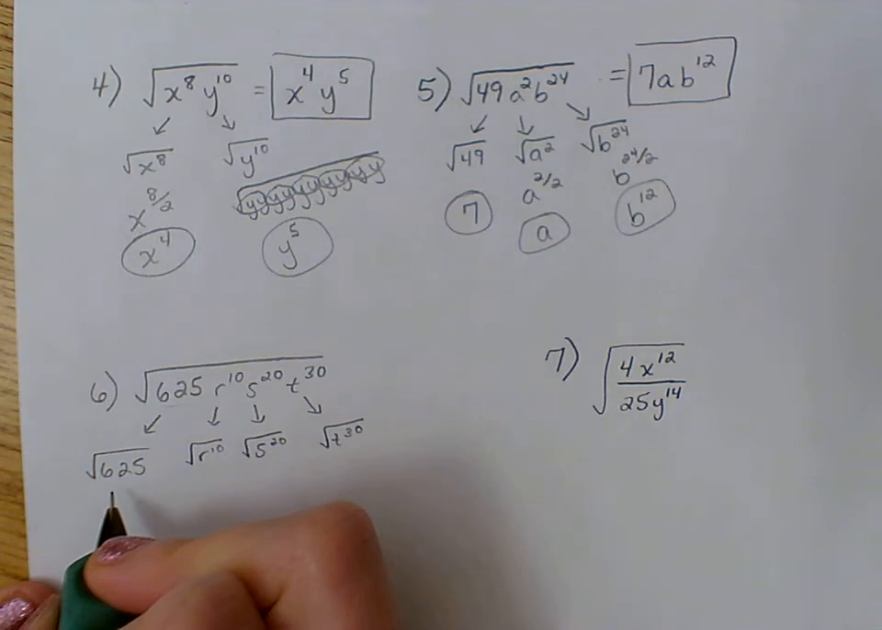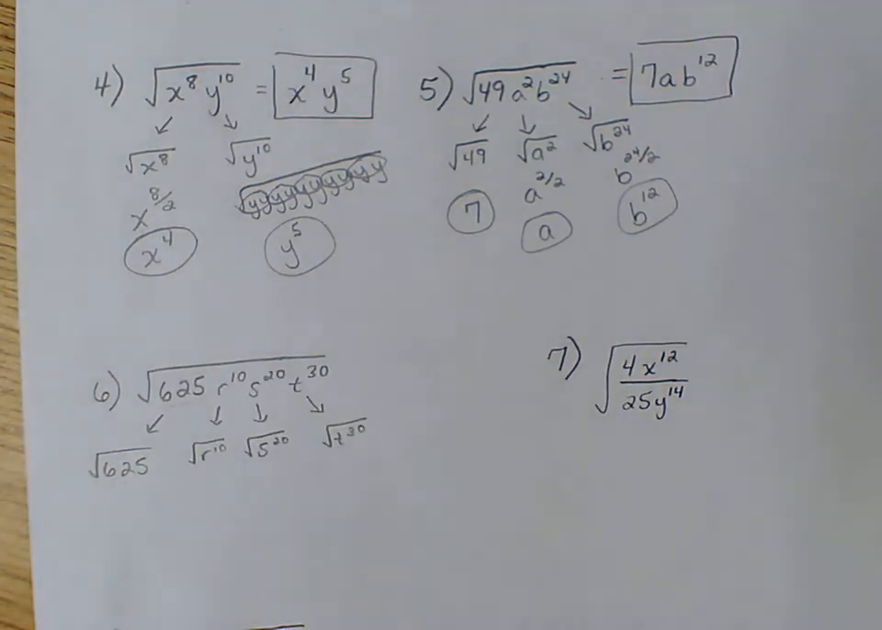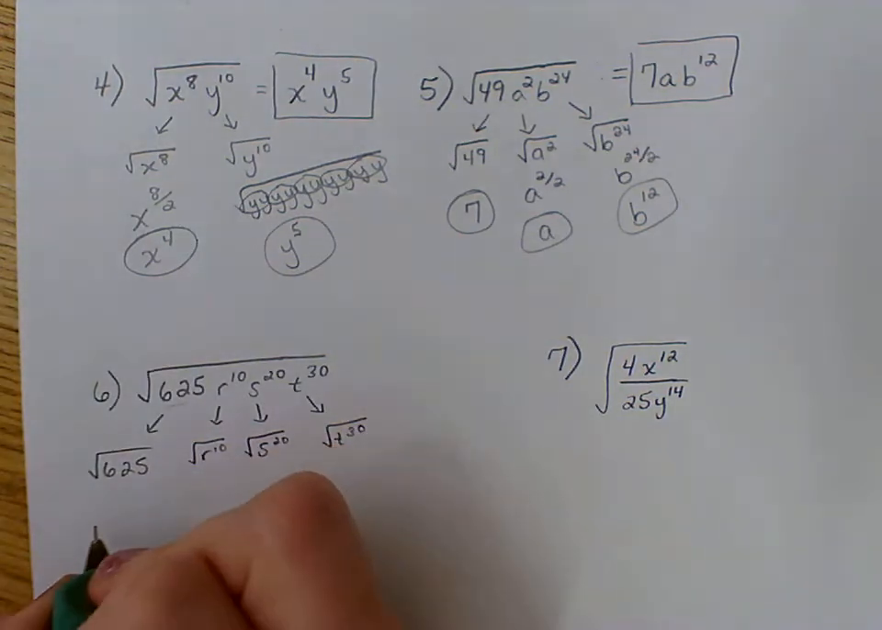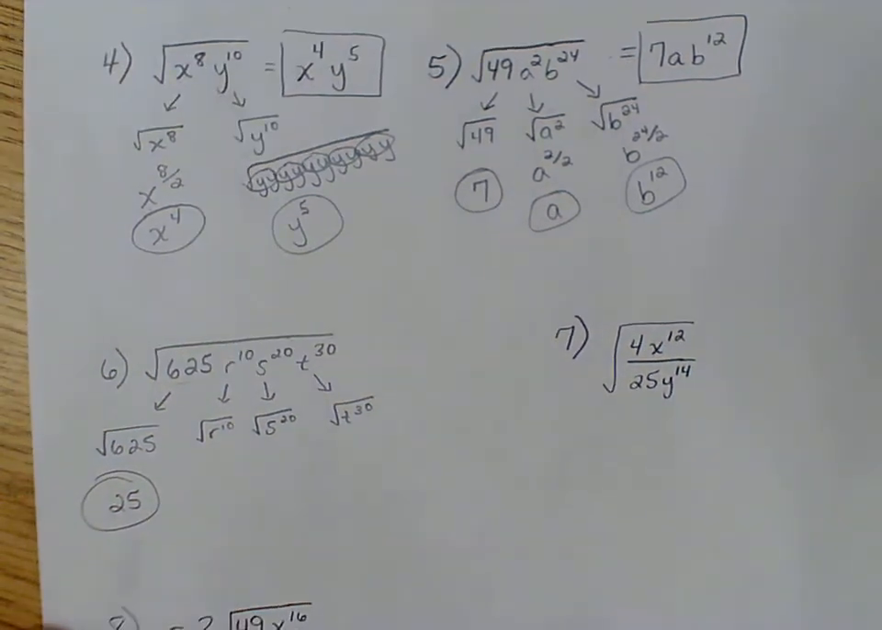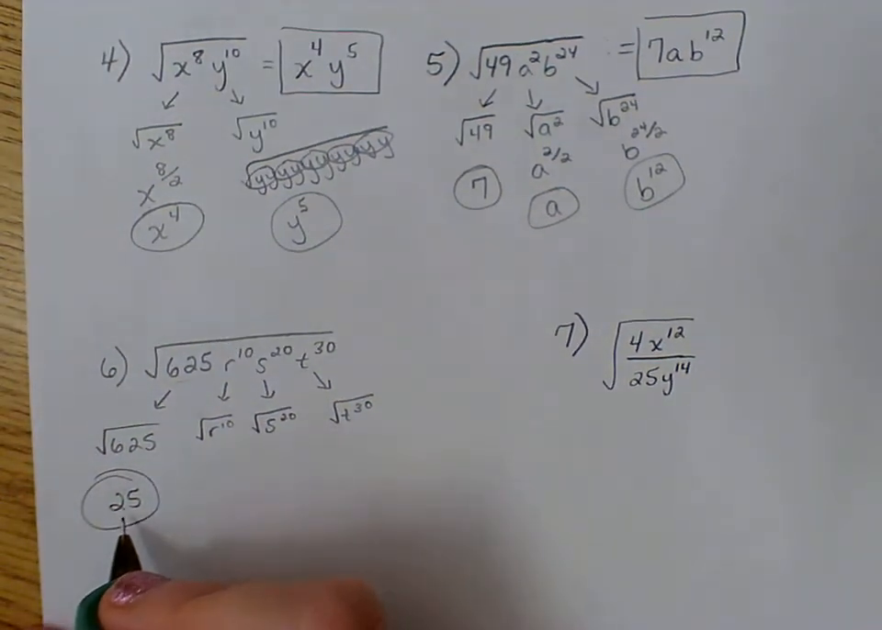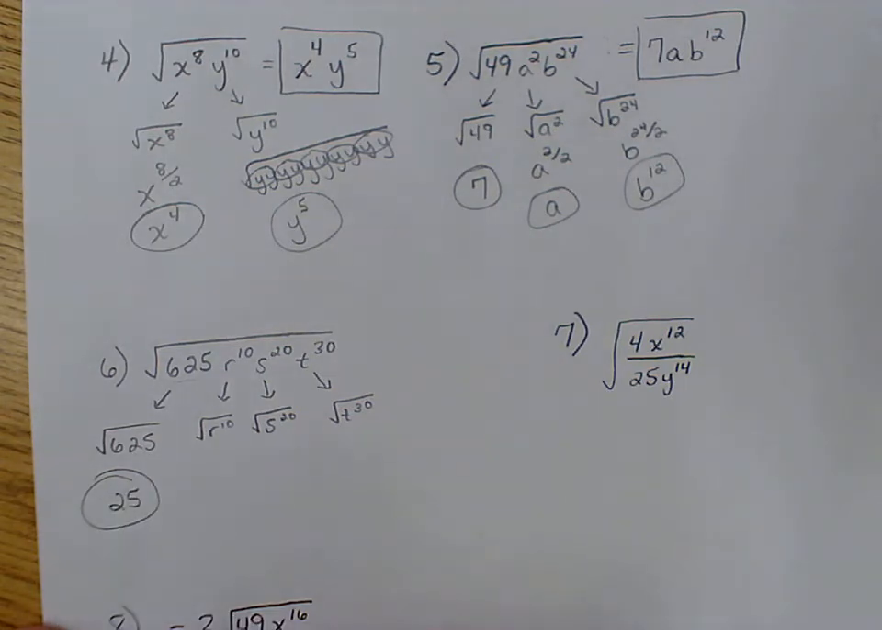Okay, so square root of 625, that one's a little harder, so you're going to have to think through it. What number times itself gives you 625? If you reason through it, you'll figure out that ends up being 25, because if I take 25 times itself, I get 625.